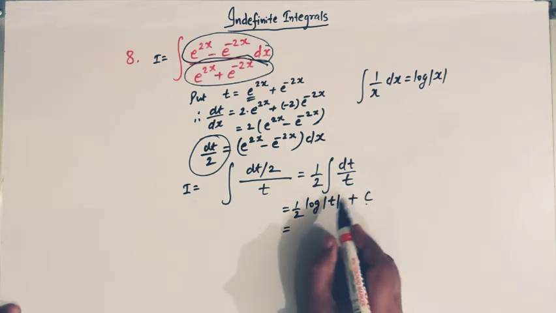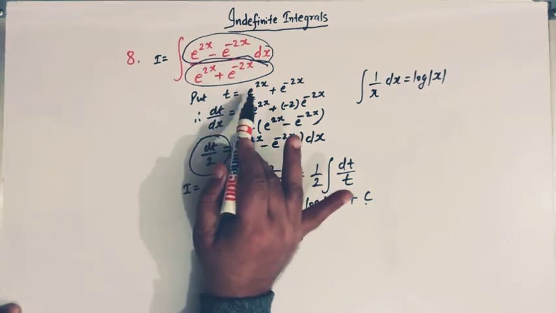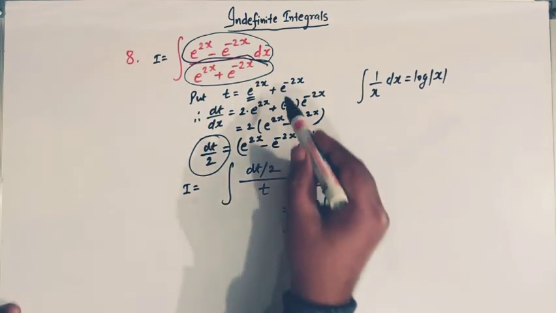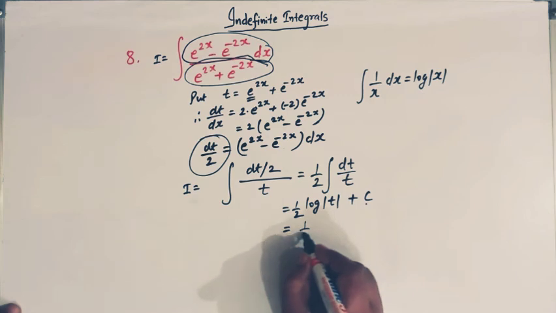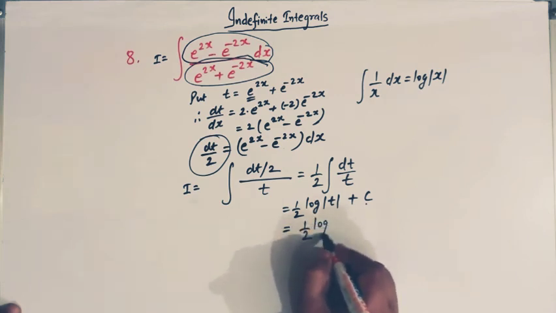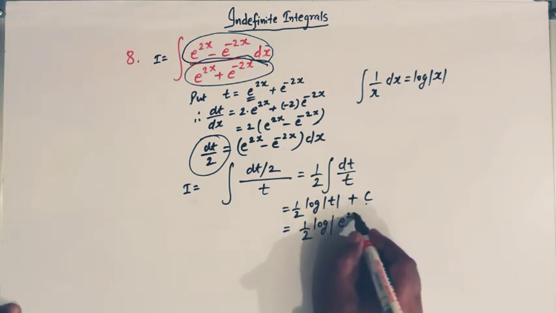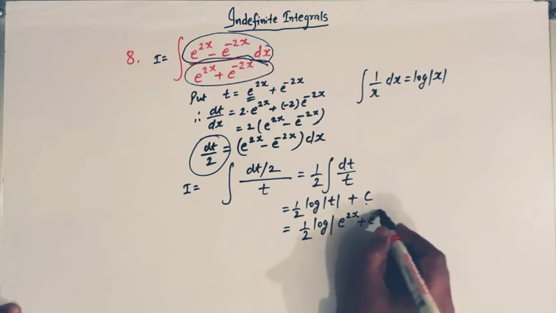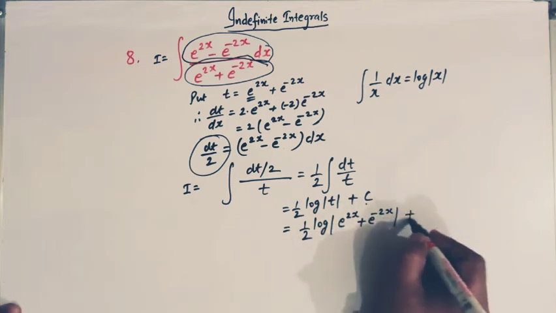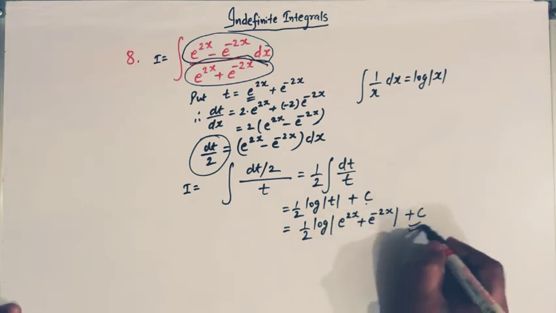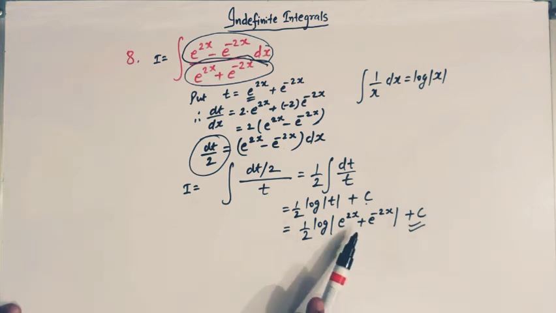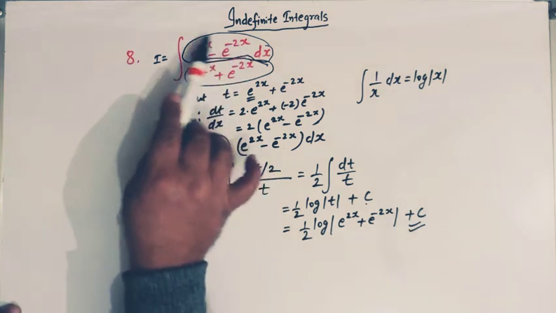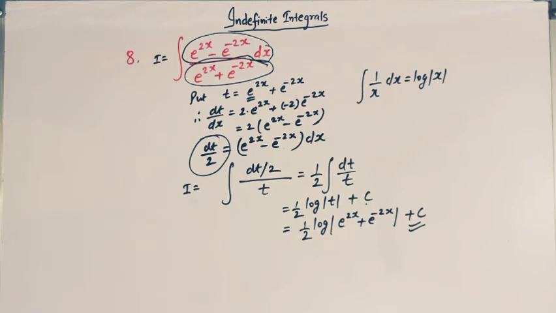Again, resubstituting the value of t as e^(2x) + e^(-2x), we have half log of (e^(2x) + e^(-2x)) + c. So this is the required integral of this function.